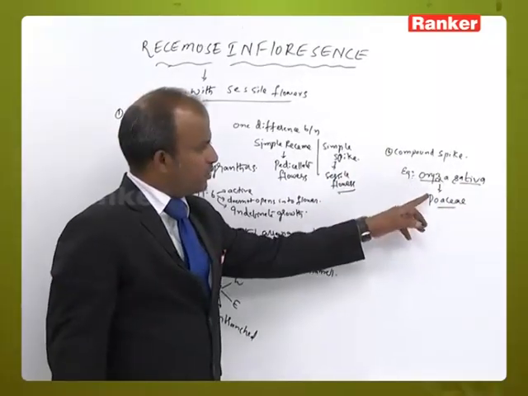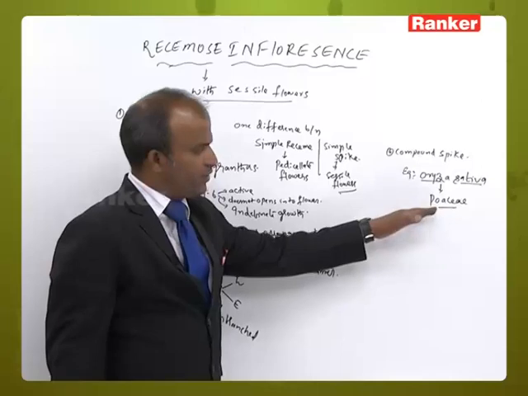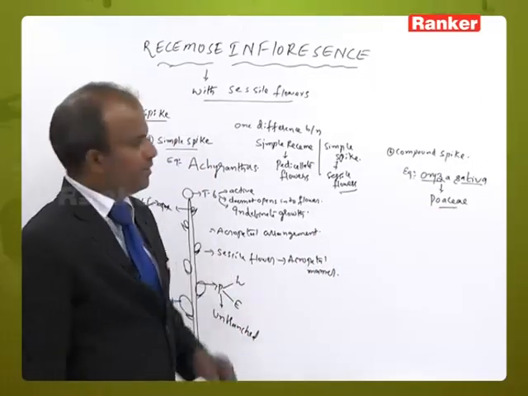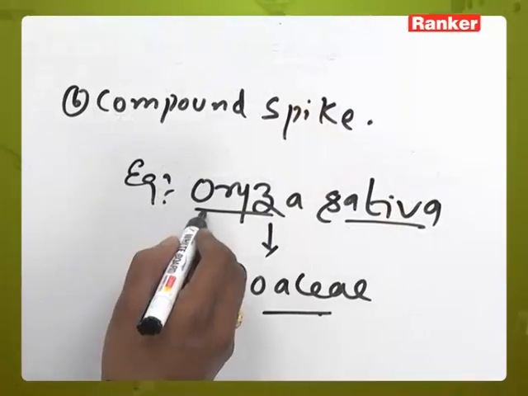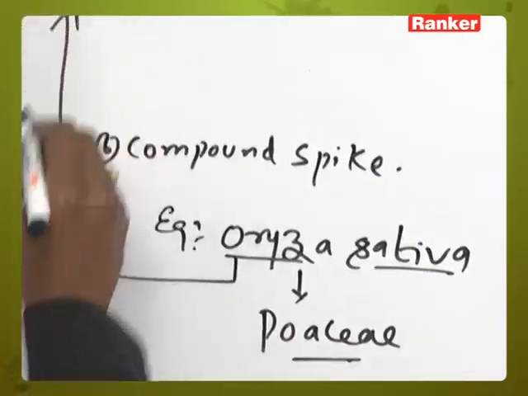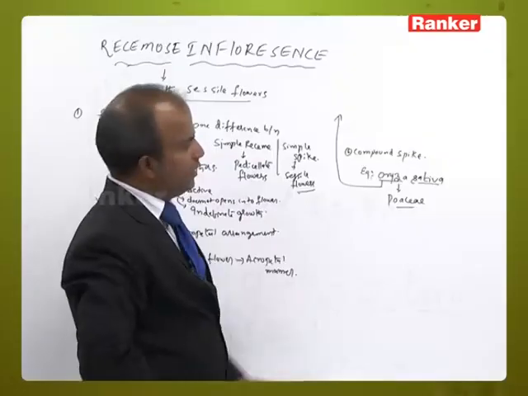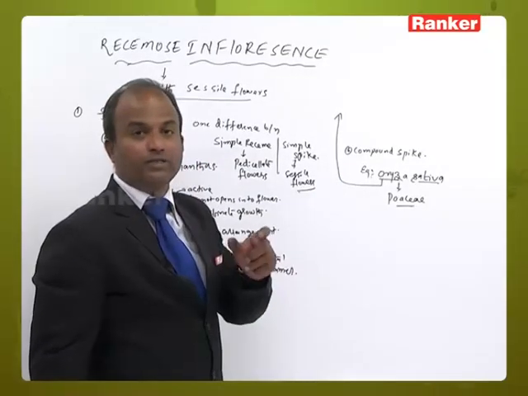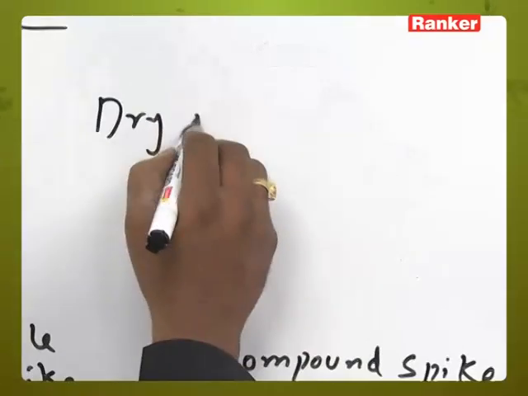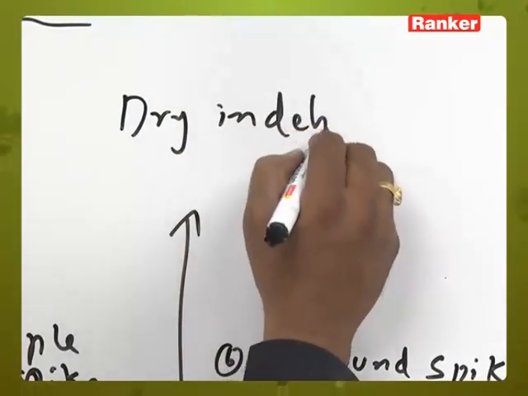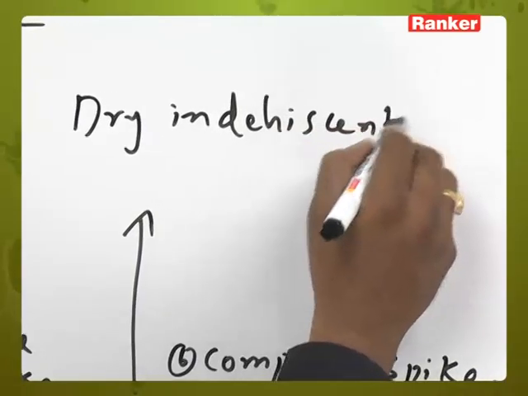That is nothing but Oryza sativa. Which family does it belong to? Poaceae family. In this, which type of fruit can be seen here? That is nothing but a dry indehiscent fruit.